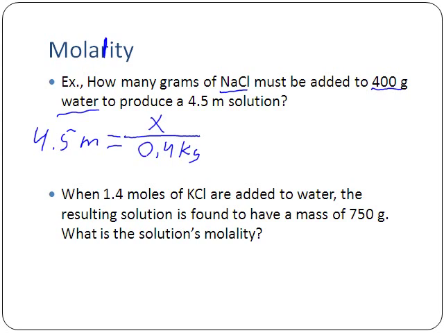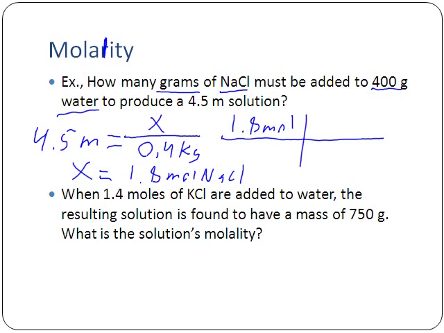And so to solve for x, we're simply going to multiply up 0.4 times 4.5. So 0.4 times 4.5 gives us 1.8. So I know I have 1.8 moles of NaCl. The question asks for, though, how many grams. So I'm going to want to set this up in my table. So 1.8 moles of NaCl. I want to get rid of moles. I want to go to grams.